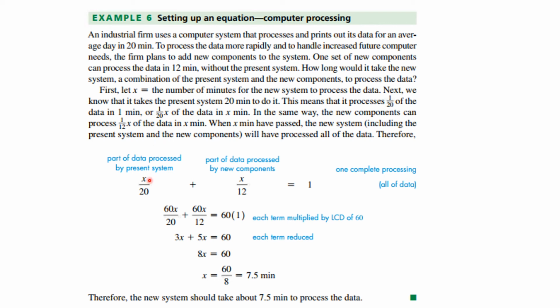Then x over 20 is the data processed by the present system. X over 12 is the part of the data processed by the new component. You see, this is work is equal to rate of doing work times the time. And together this is one complete job of processing. We're going to multiply all the way through by the least common denominator, which is 60. 60 times this, 60 times this, equals 60 times this. Here we get 3, here we get 5, and we solve this equation. We find out that it is 7.5 minutes.